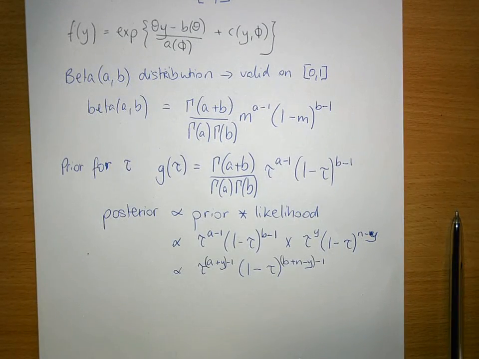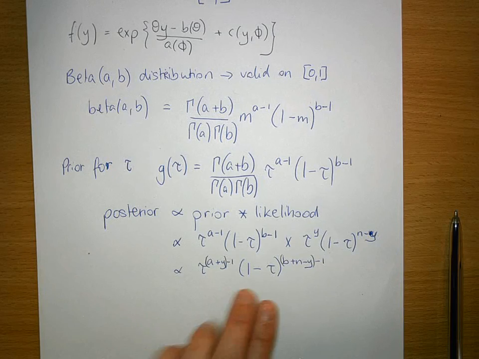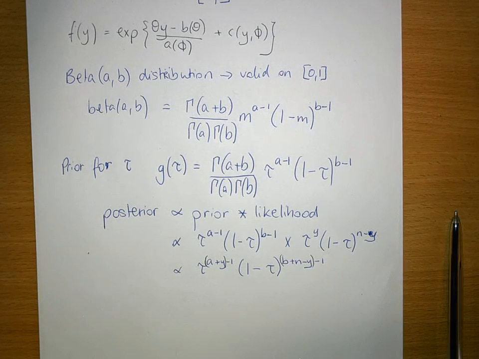Now think about it. What does y represent? y represents the number of successes. n minus y represents your number of failures. So it's saying there's a very easy updating rule. You start off with a prior, you observe some data, you add your number of successes to the first parameter a and your number of failures to your second parameter b, and that's it. You're done.